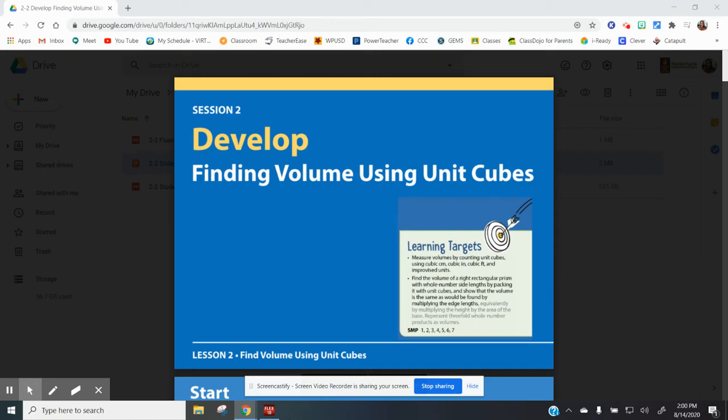Hi, today we're going to be covering Lesson 2, Session 2. It will be pages 21 through 24 in your Ready workbook. So go ahead and open your Ready workbook to page 21. Today we're going to be finding the volume of a rectangular prism by filling it with unit cubes and then counting the cubes. So that's our objective for today. So go ahead and turn your book to page 21.